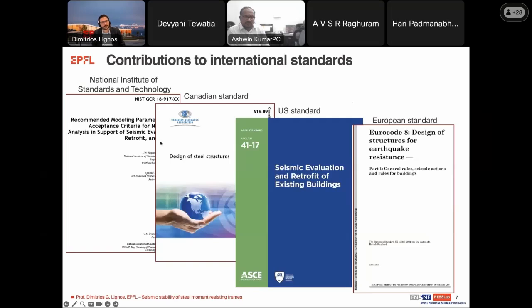The type of work we do is not only scientific, but we try to see how we can make contributions to international standards. We have worked with the National Institute of Standards and Technology in the US, as well as other people in Canada and Europe. Some of the work has also made it into the updating of pretty much all international standards.